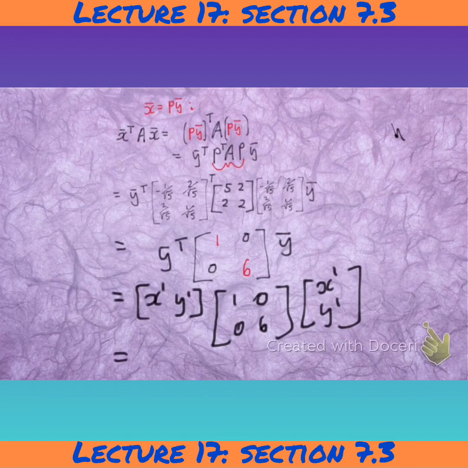That will then be x prime squared plus 6 y prime squared. Okay, so that's a nice little application of diagonalization. We can take a function in a quadratic form and write it in a simpler way by eliminating all the cross products.